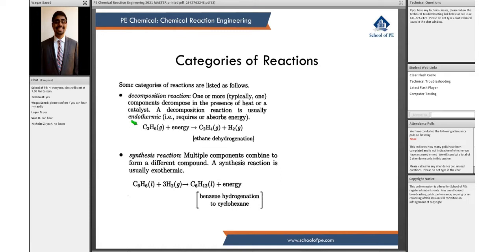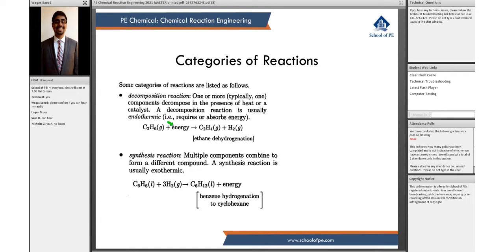You usually have one reactant, and energy or heat is being added to break up that reactant into multiple products. So that's why they call it a decomposition reaction. Now, the energy term is on the side of the reactant. So what does that indicate?